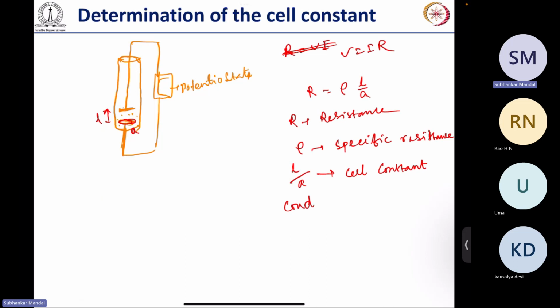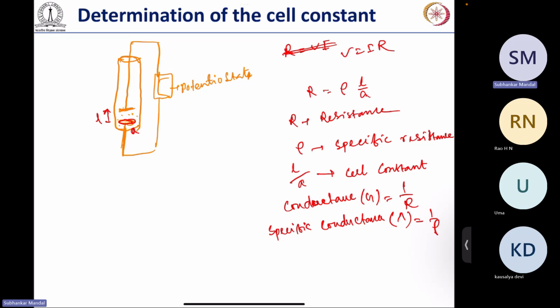So conductance G, people usually present that as the inverse of R. And specific conductance lambda is 1 by rho. Okay, so this is clear.